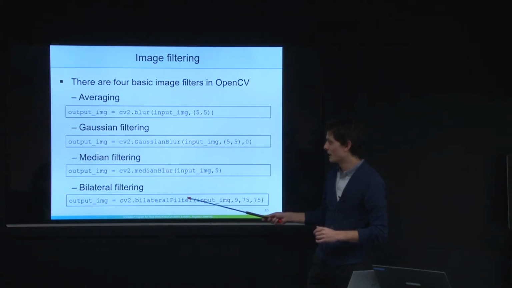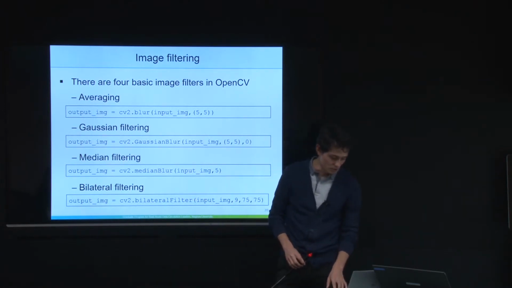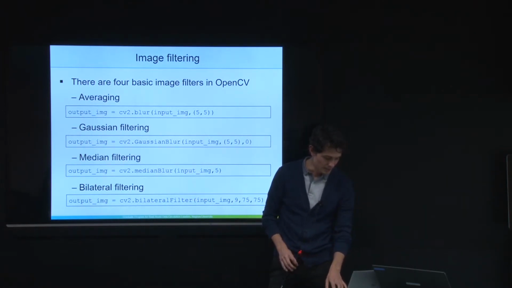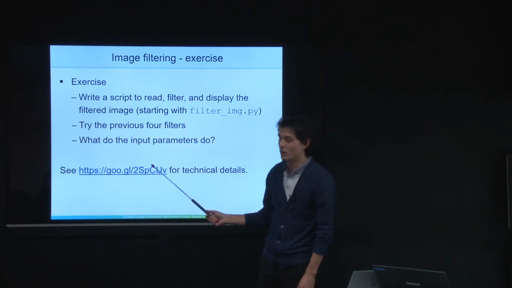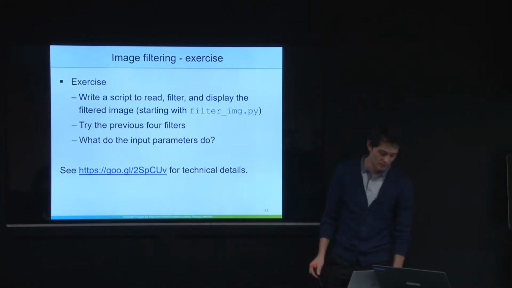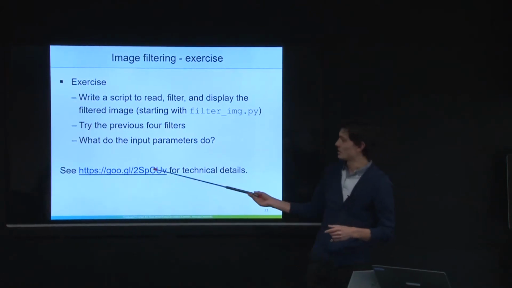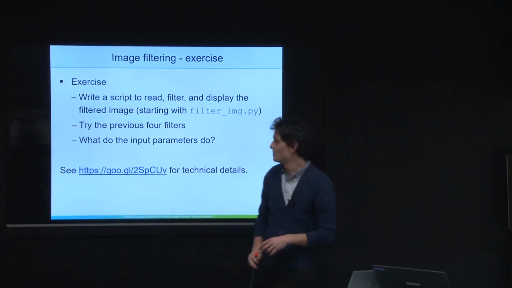Median filtering and bilateral filtering are a little bit more complicated. But what I suggest you do is have a look in the files and then use this link here if you want more information. Actually, I should probably put these slides. This link here is just the OpenCV tutorial for filtering.